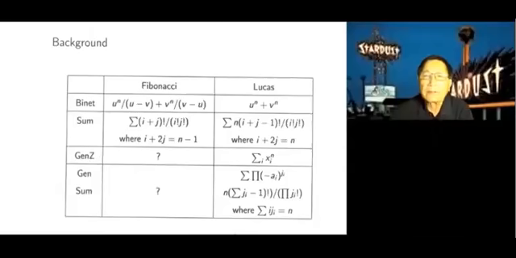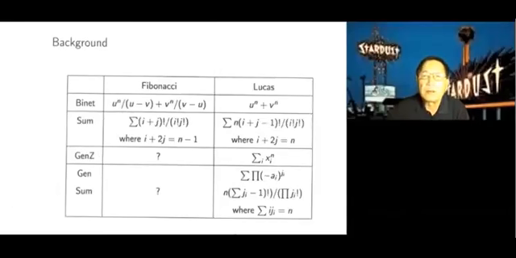In the next slide, I put the information from the previous slides in a table so we can compare the information side by side. In the first column, we have Binet's formula and some formulas for Fibonacci numbers. In the second column, we have Binet's formula and some formulas for Lucas numbers, and a definition and a sum formula for the generalized Lucas numbers.